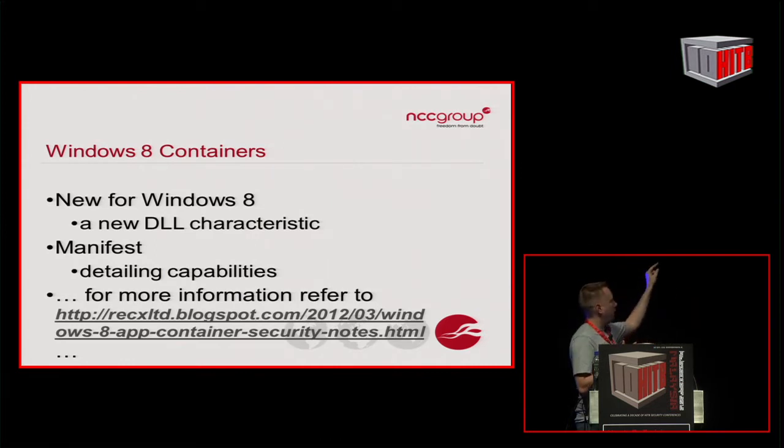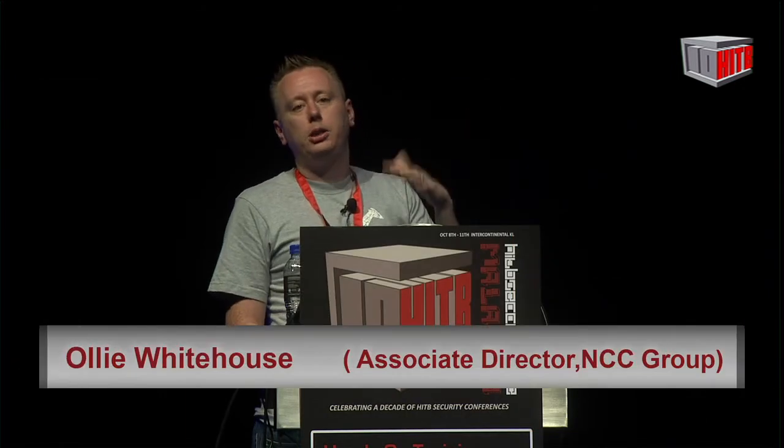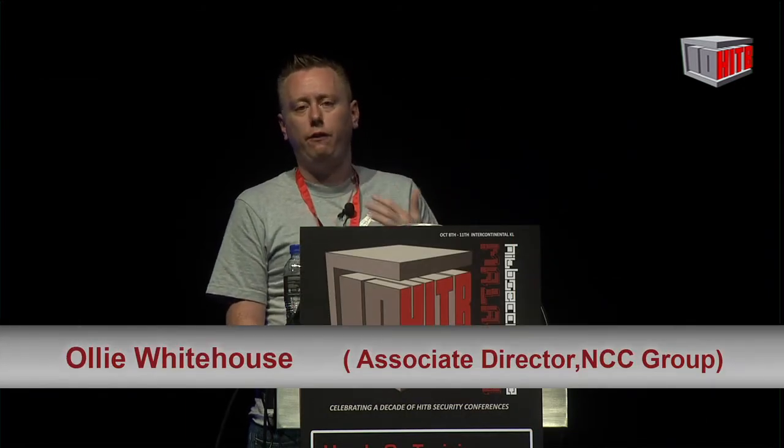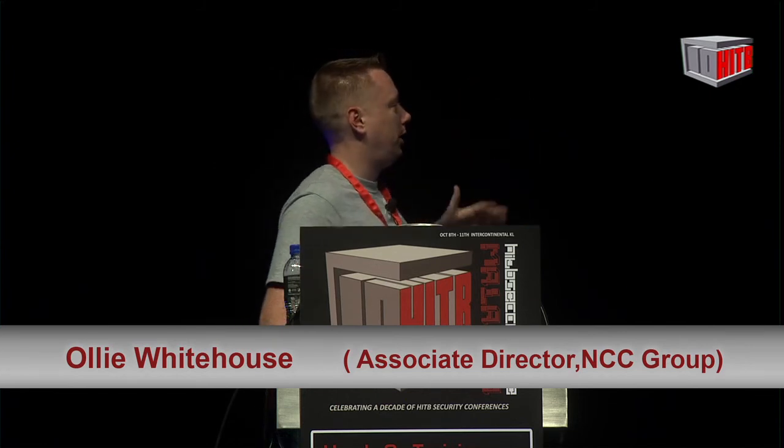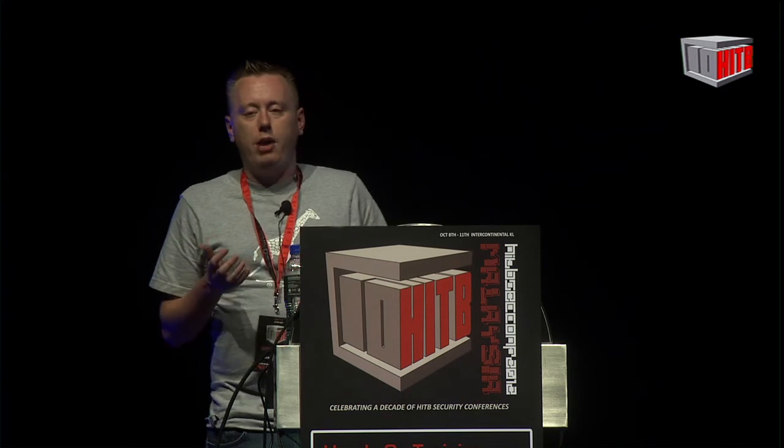Effectively, in the DLL characteristics, which is part of the PE header, it says I'm a Windows 8 binary and I should be sandboxed. And then in the manifest, which is the same manifest that we get the UAC data from, it lists the specific capabilities that the binary actually needs to function. So again, we can enumerate those pretty easily. And if you want to read the work I've done on that, or at least the documentation, there's a blog post there.